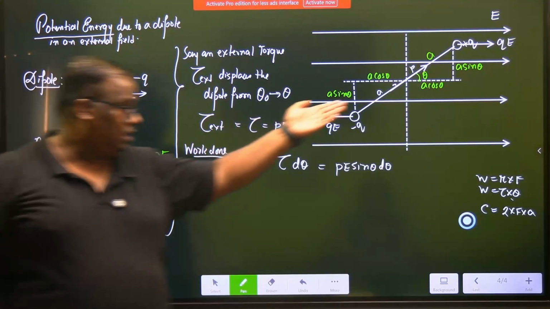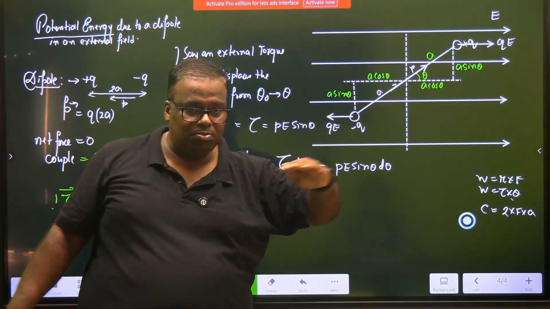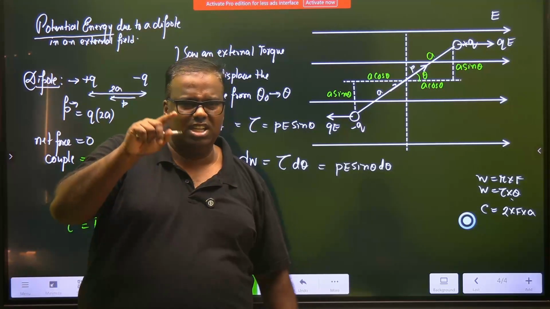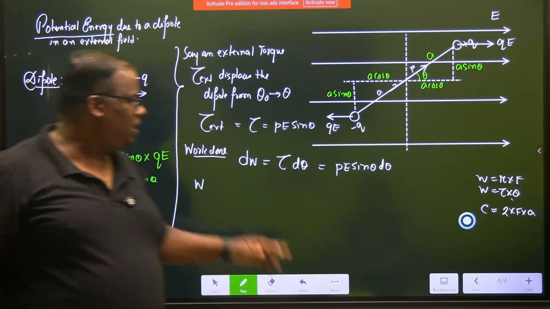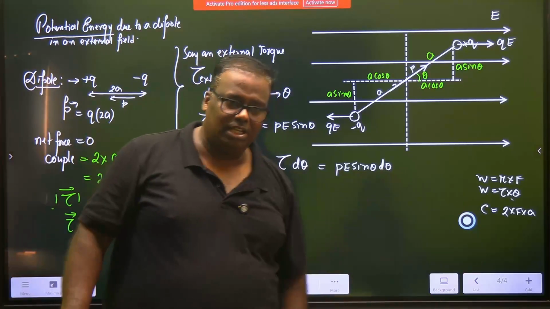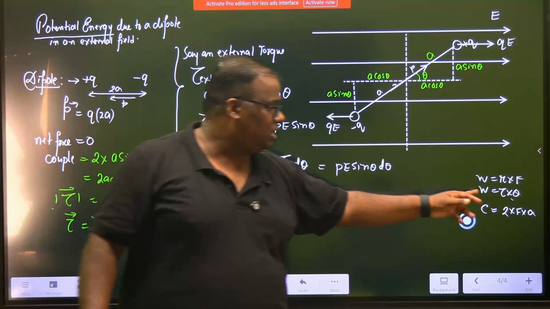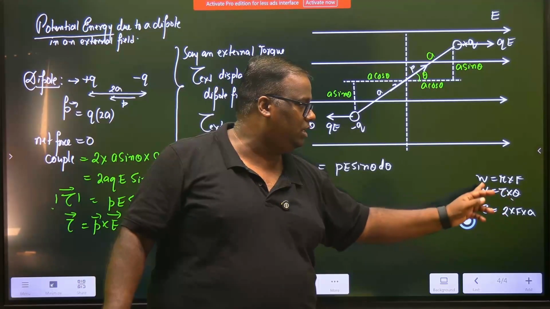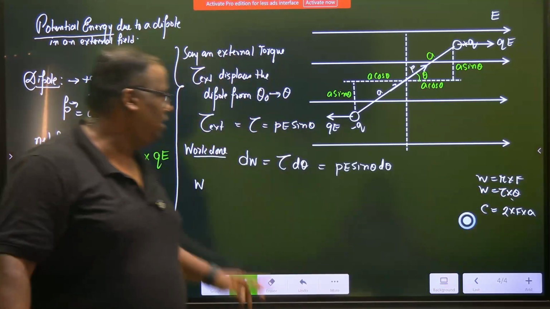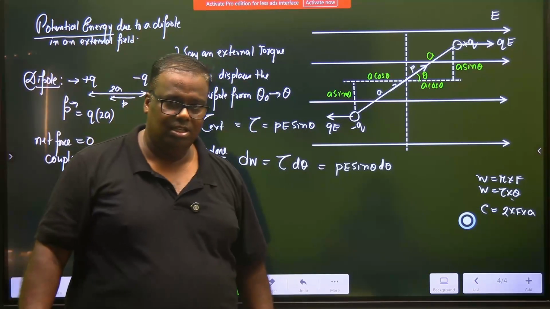But since the theta is variable, whenever the displacement is variable, what do we do? Work is said to be F dot ds. Similarly, here it will be tau dot d theta. But you should know that work in rotational motion is tau theta, and in linear motion it is F into r. This is rotational motion, so tau into d theta. Have you understood so far?